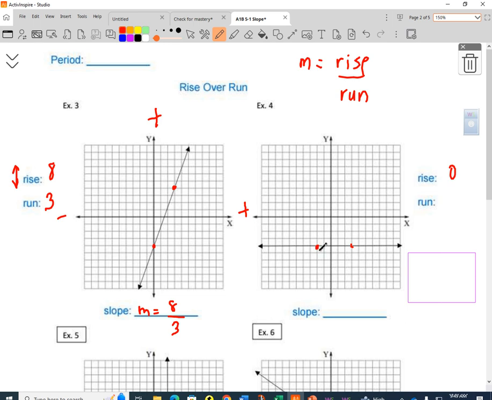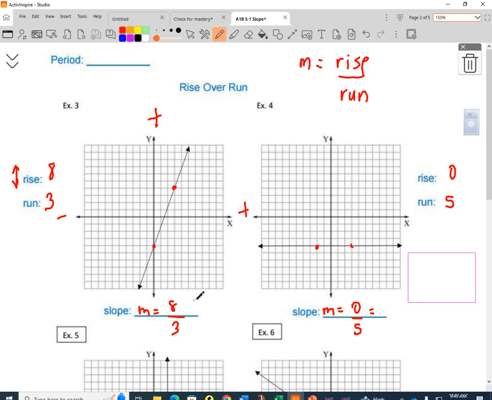Now I'm going to go left or right to get to my other point on the line? Right. So I'm going to go 1, 2, 3, 4, 5, right? That's a positive, right? So then my slope is 0 divided by 5. But now we have to simplify. You always have to simplify that fraction.